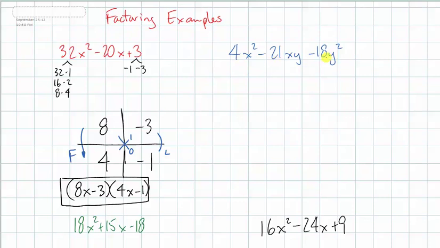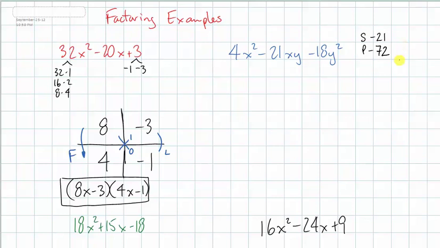4, 12, 18. No common factors. X squared here, but no x's over here. No common factors, no GCF. This one I'm going to use the method of saying sum negative 21 from the middle term and a product of negative 18. And I'm going to think about negative 18 times 4. So that's going to be negative 72.